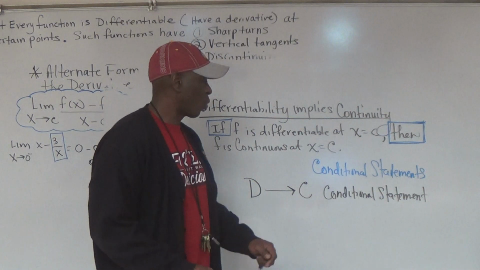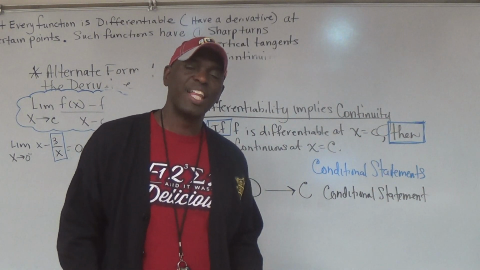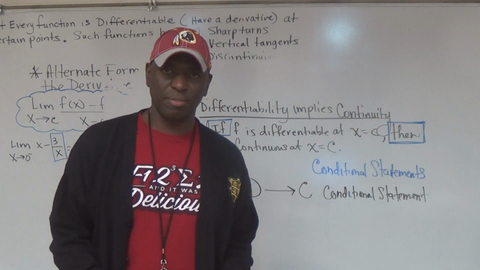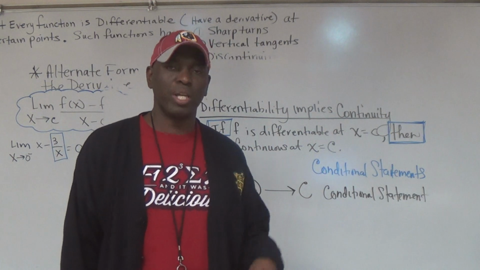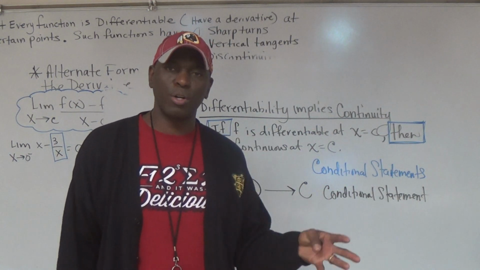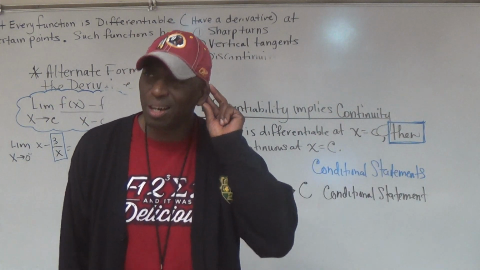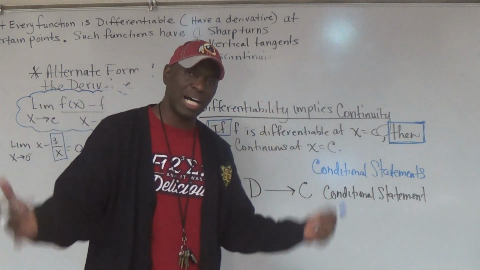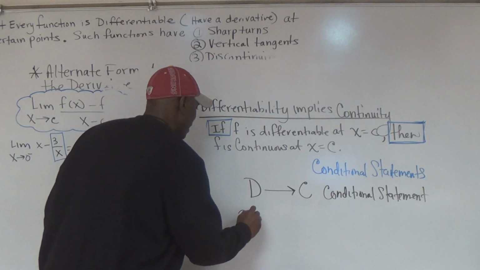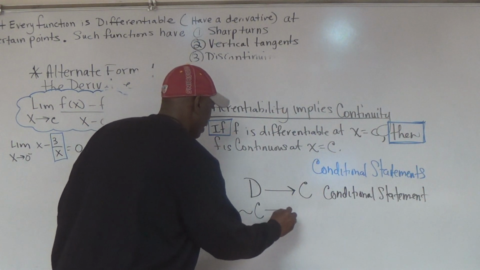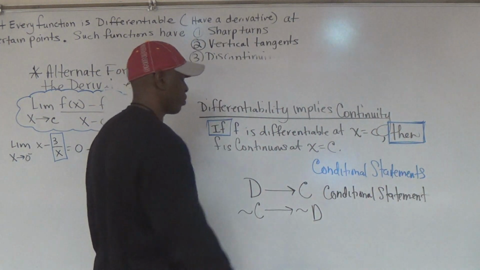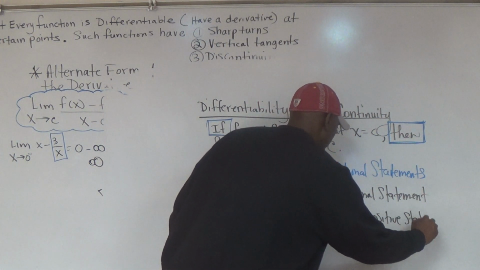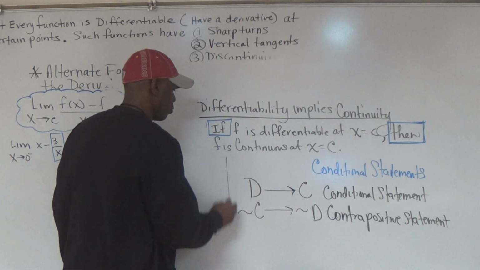In geometry, if the conditional statement is true, what other statement is true? Is it the inverse, the converse, or the contrapositive? You're right. If the conditional statement is true, then the contrapositive statement is also true. The contrapositive statement is: if a function is not continuous at x equals c, then it is not differentiable at x equals c. This is always true, both of them.